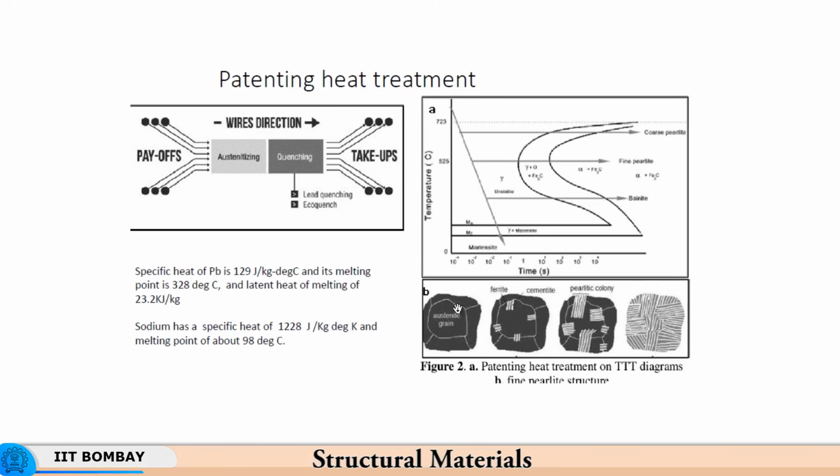So you have a martensitic grain over here, then you have ferrite and cementite pearlitic colonies. So if you hold it in pearlite, you will have coarse pearlite. Here you will have very fine pearlite, but at this lead bath temperature you have bainite.